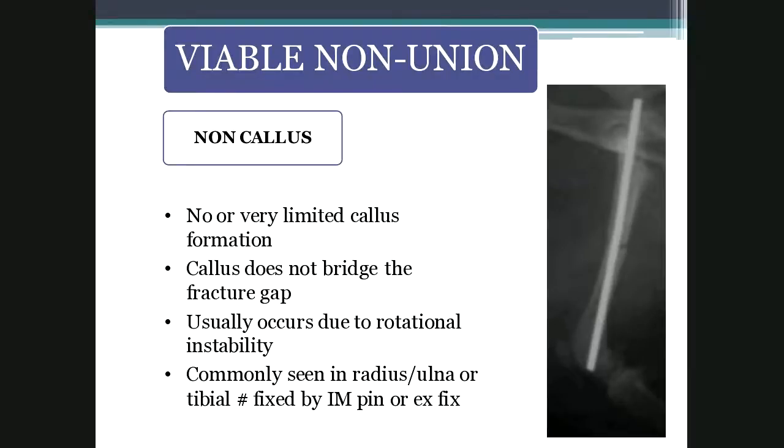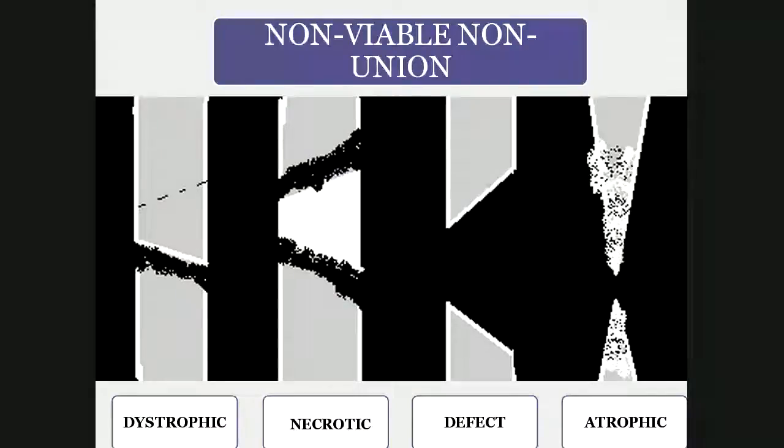Non-viable non-union is classified according to dystrophic, necrotic, defect, or atrophic classifications. In each, there's an obstruction to healing. With dystrophic non-union, an intermediate fragment has united with one of the main fragments, but not with the other. Vascularization of the intermediate fragment can take place from one side, but this devitalized bone creates an obstruction. The white line in the image over here represents a medullary cavity that's sclerotic and has been sealed off, indicating that it is non-viable.